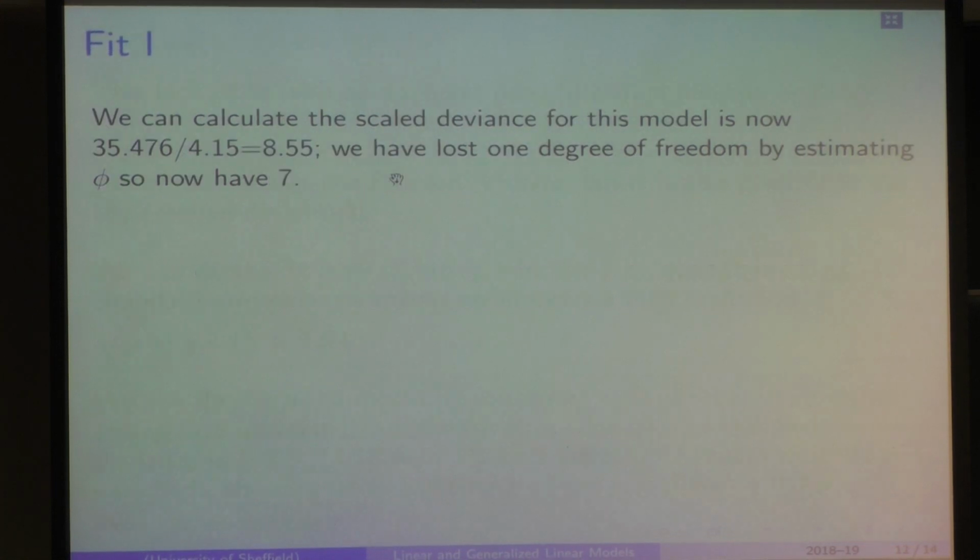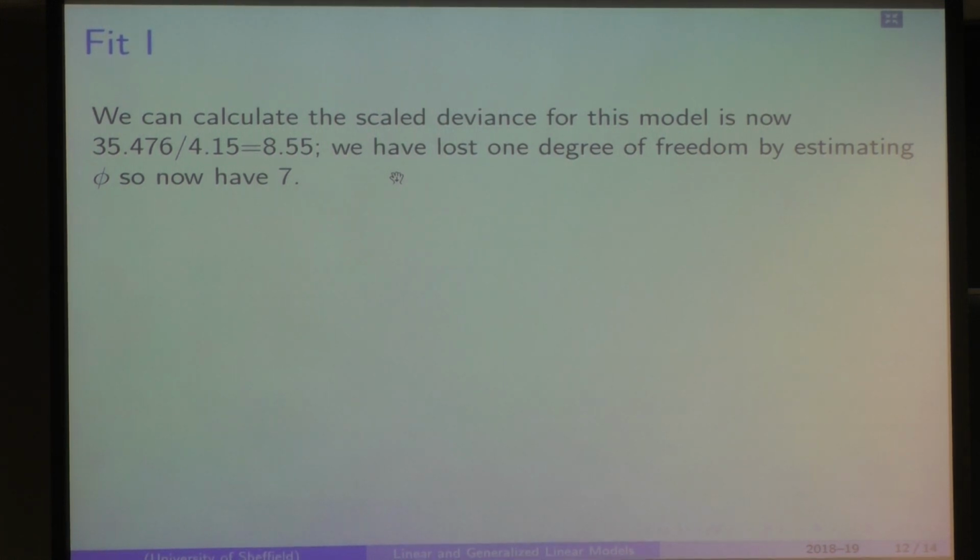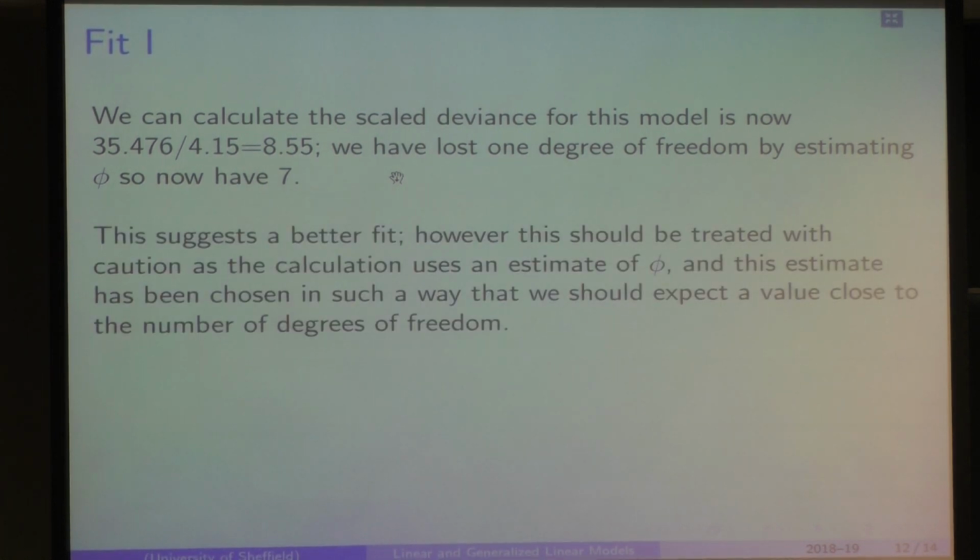Okay. We can calculate the scale deviance. So we take our original residual deviance, sorry, for the linear model, and we divide it by phi. And we get something a little bit more than 8, so we get 8.55. Now, formally, we've estimated phi here, so that suggests that we've lost a degree of freedom, so now have 7. That looks quite good. 8.55 is quite close to 7.